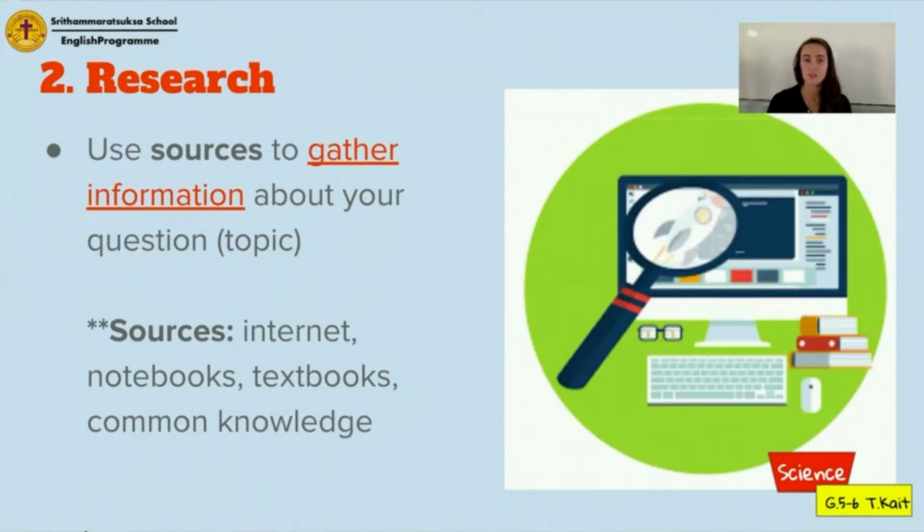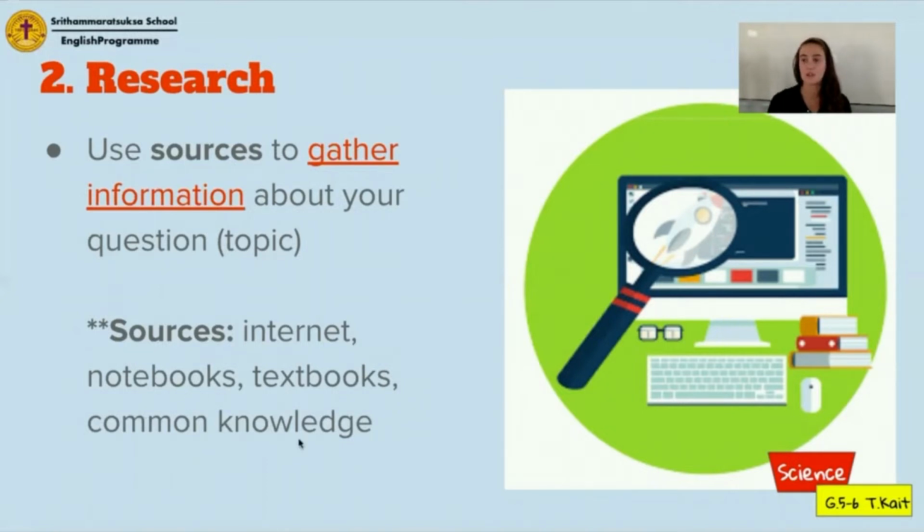Step 2 is research, right? So we need to search for information or gather information using sources. So we see that word sources. Sources are things that we use to get information. Examples of sources are, right, the computer, the internet, where we can look information up. Maybe a notebook, right, a science notebook from school. Or a textbook, right? You have a science textbook. Maybe there is information in there we can use about our topic.